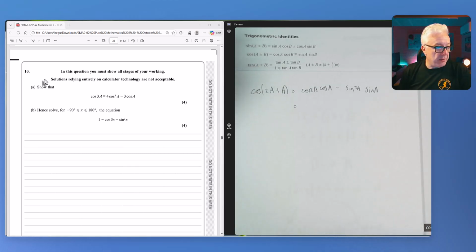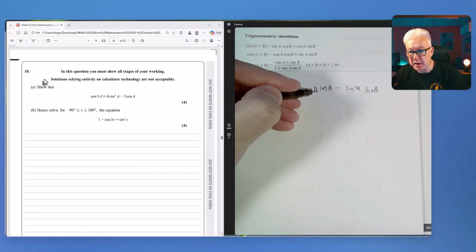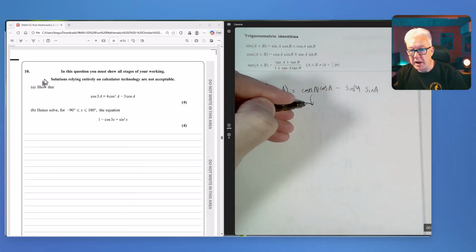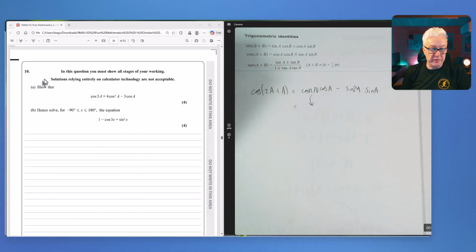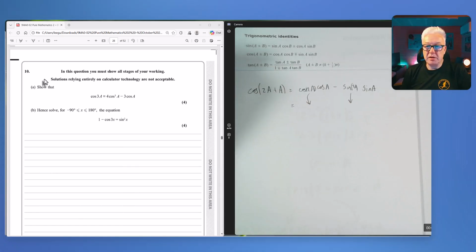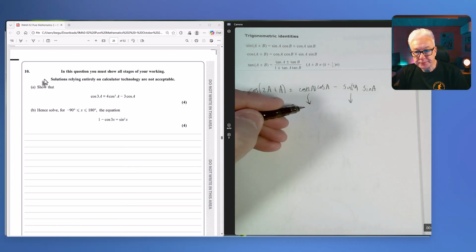Okay, that's fine. Now, at this point, this cos of 2A, let's put a bracket there. This cos of 2A needs to be rewritten in some kind of different form, and so does this sin 2A. And we can tell that because the thing that we're aiming for, the 4cos³A minus 3cosA, is just in terms of A. So we need to basically replace this cos 2A.